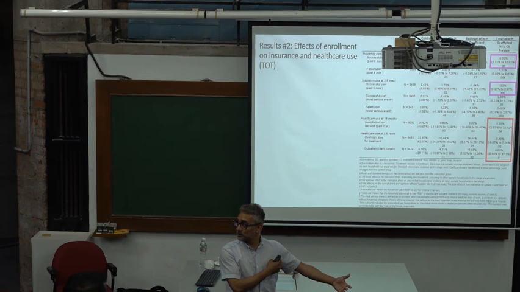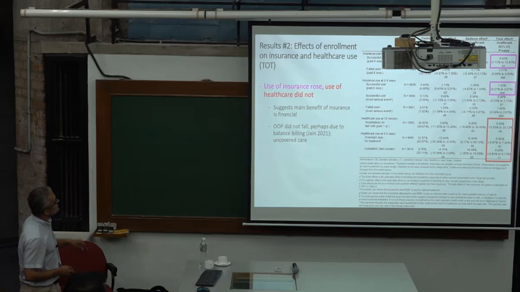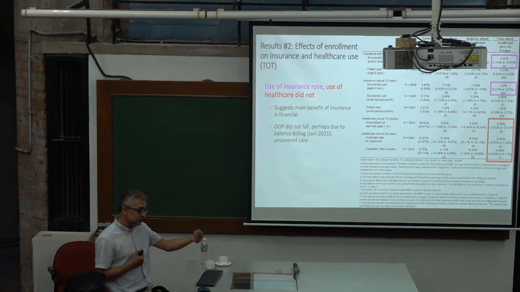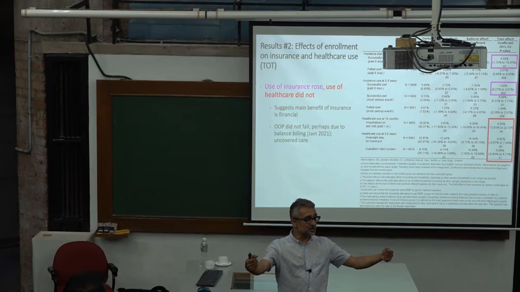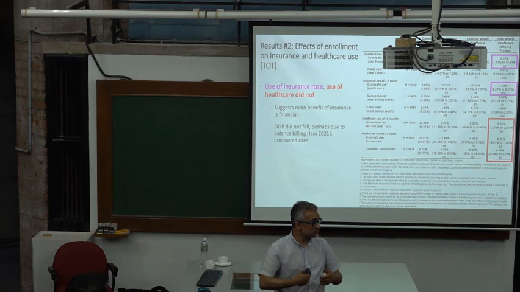Bit of a puzzle. Okay, so result two is the effect on utilization. Now, I want to separate out two things. There's insurance utilization and healthcare utilization. Why is that important? Let's suppose that you find insurance utilization, but you see no change in healthcare utilization. One possibility could be I just went from out-of-pocket payment to insurance payment, but my healthcare consumption didn't change. So my health won't change, but financially I'm a little bit better off, right?